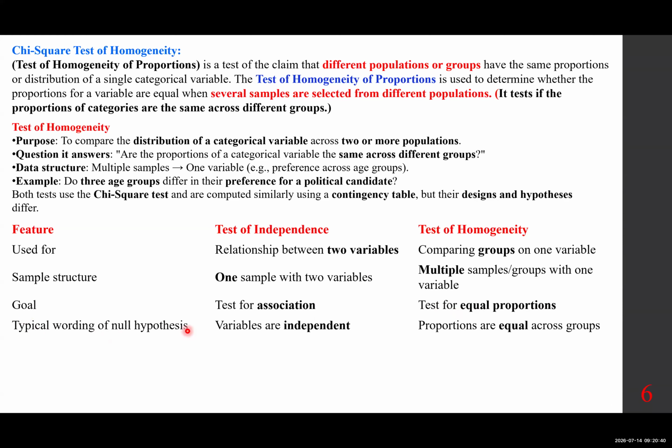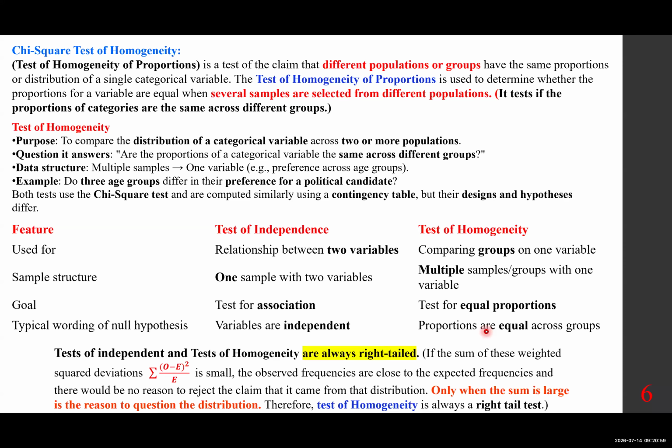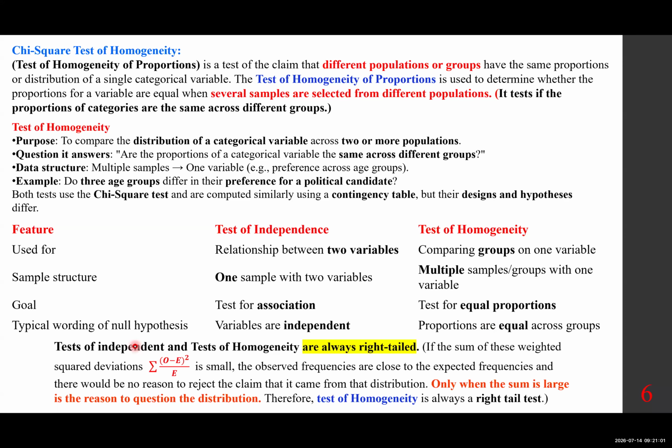Typical wording of null hypothesis: variables are independent. For test of homogeneity, proportions are equal across groups. Tests of independence and tests of homogeneity are always right-tailed.